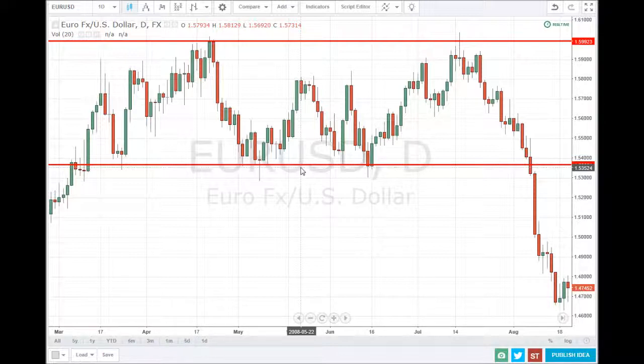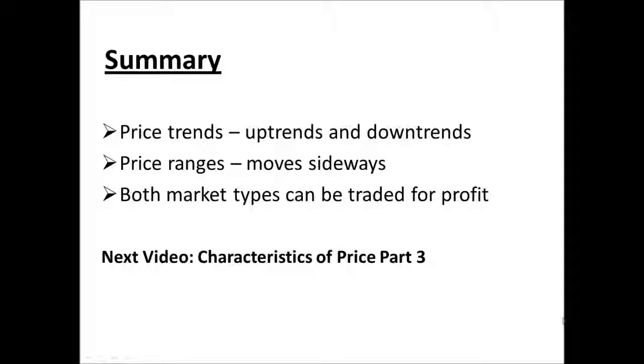As mentioned at the beginning of this video, I love trends and I love to trade trends, and in upcoming videos I will show you how to trade trends, and I will also show you how to trade ranges. To summarize, price trends, it uptrends and it downtrends. Price ranges, it can move in a sideways direction. Both market types can be traded for profit.